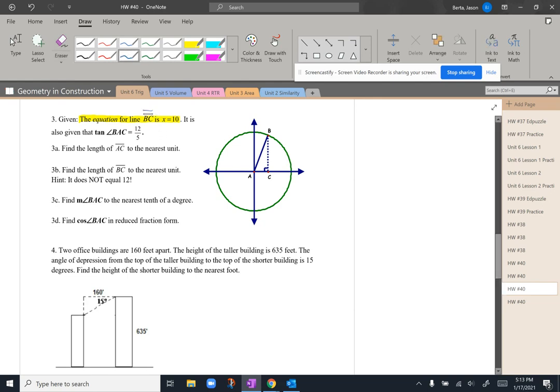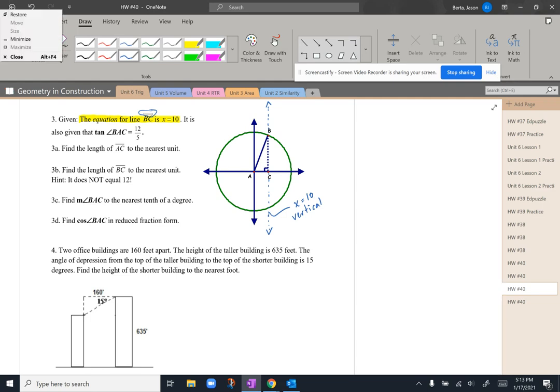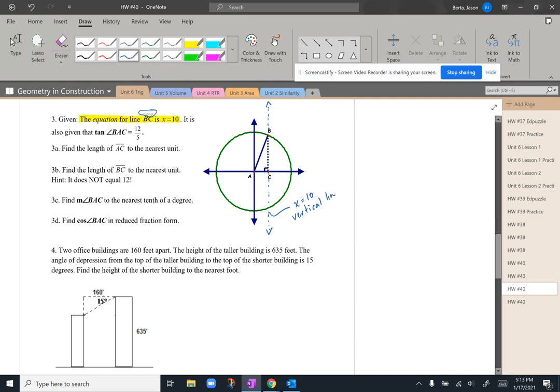Notice that there are two arrows. It's real small, but those are two arrows on either side of the line above BC. That means it's describing a line that goes through the point B and the point C. And it is giving us the equation for that line, the equation being x equals 10. And what that tells us is that this is a vertical line that is at the x coordinate of 10 the whole way up and down. Okay, this is a vertical line where x equals 10.